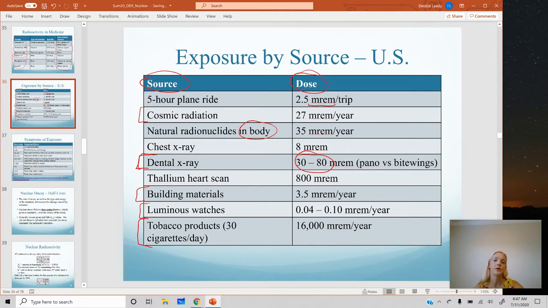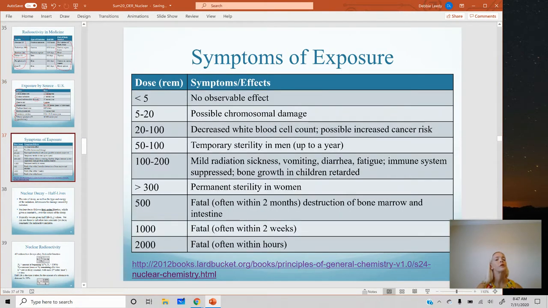Tobacco, a little soapbox for you here. If you're a smoker, don't. There's quite a bit of radiation associated with those.